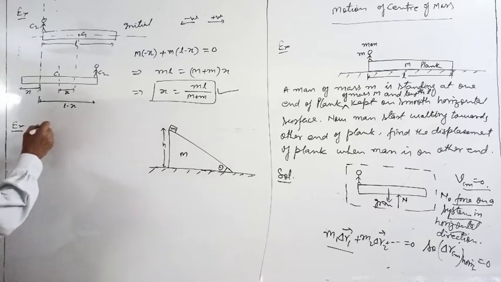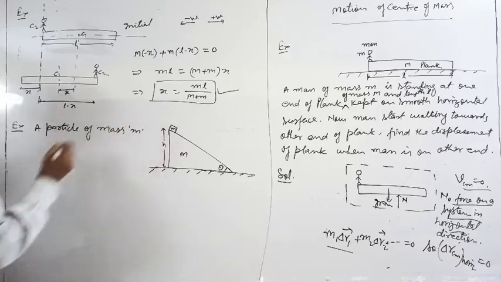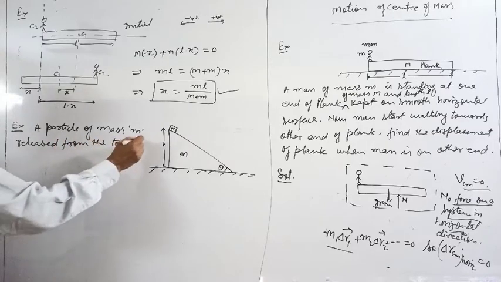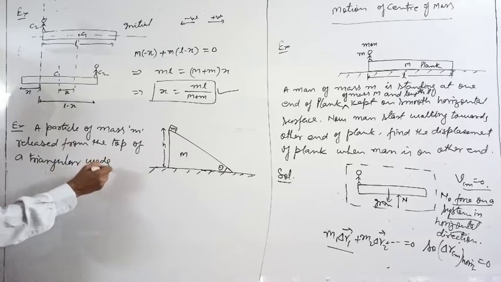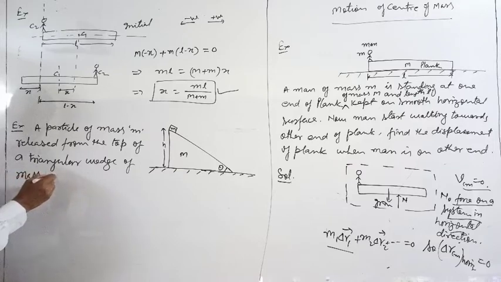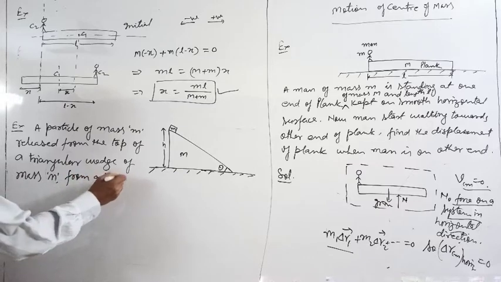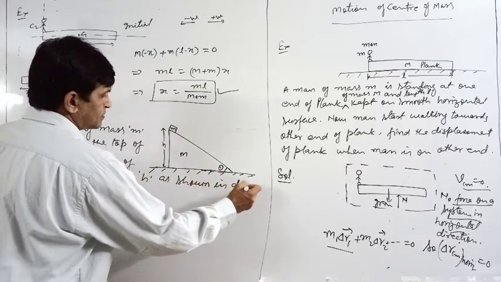See, a particle of mass small m released from the top of a triangular wedge of mass capital M from a height h, as shown in diagram.